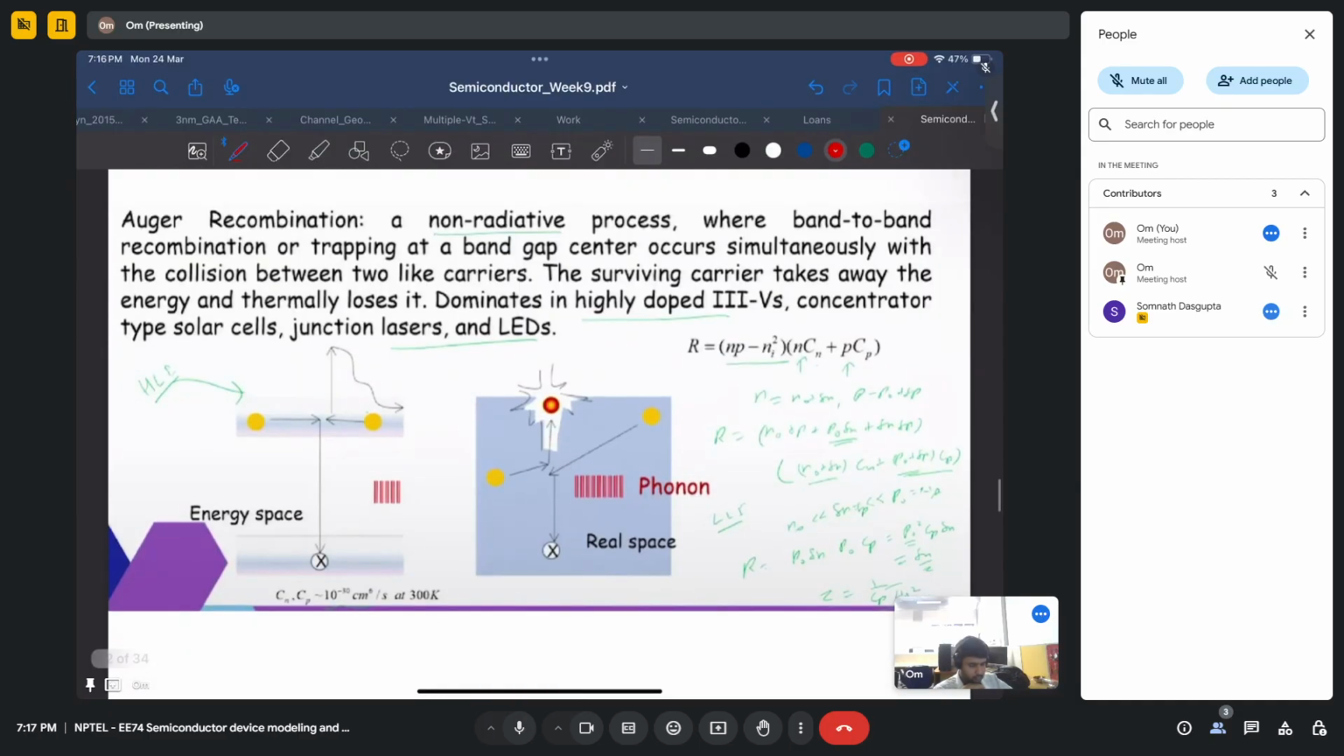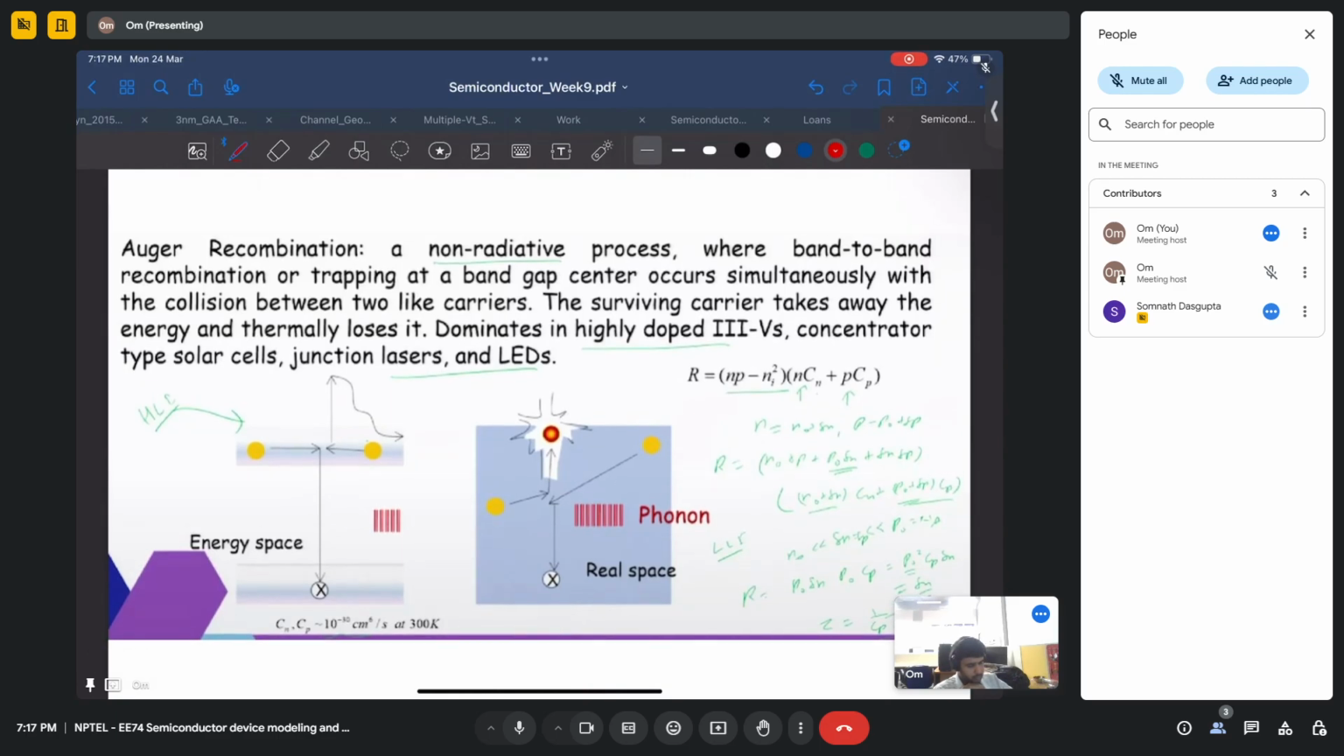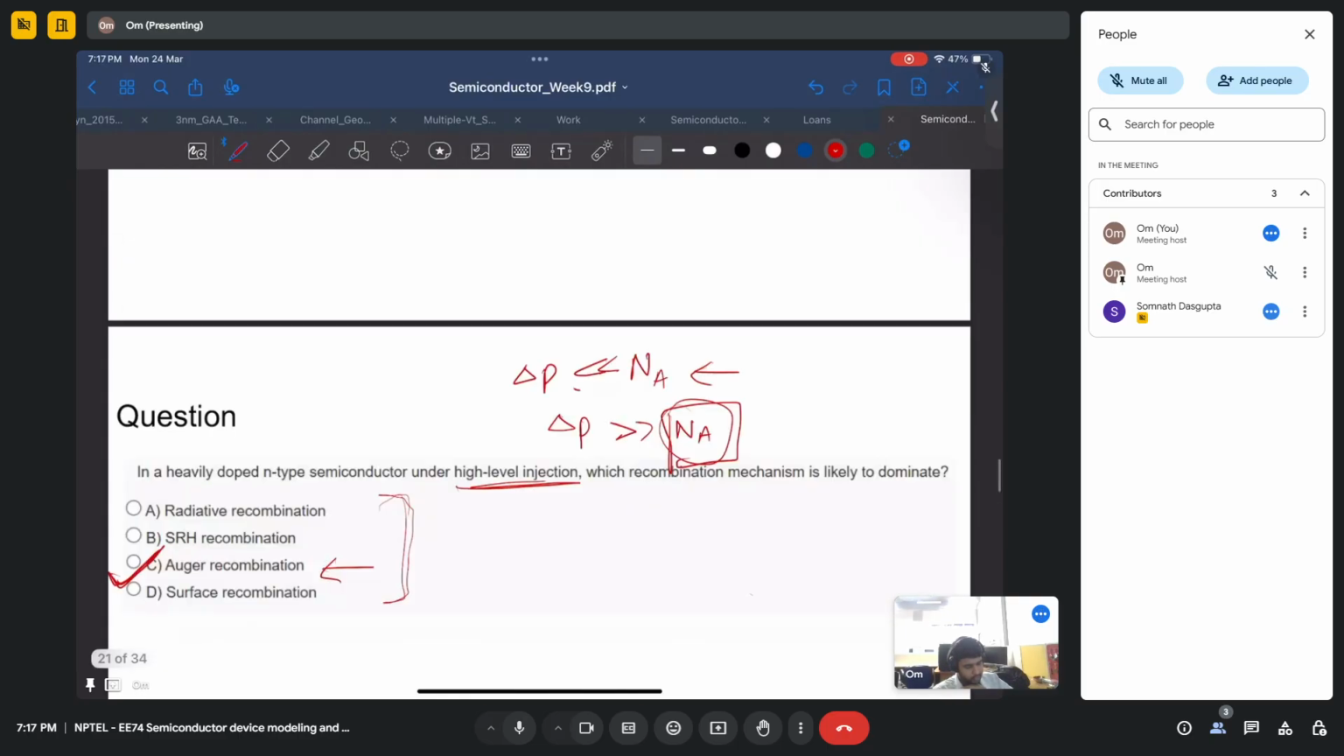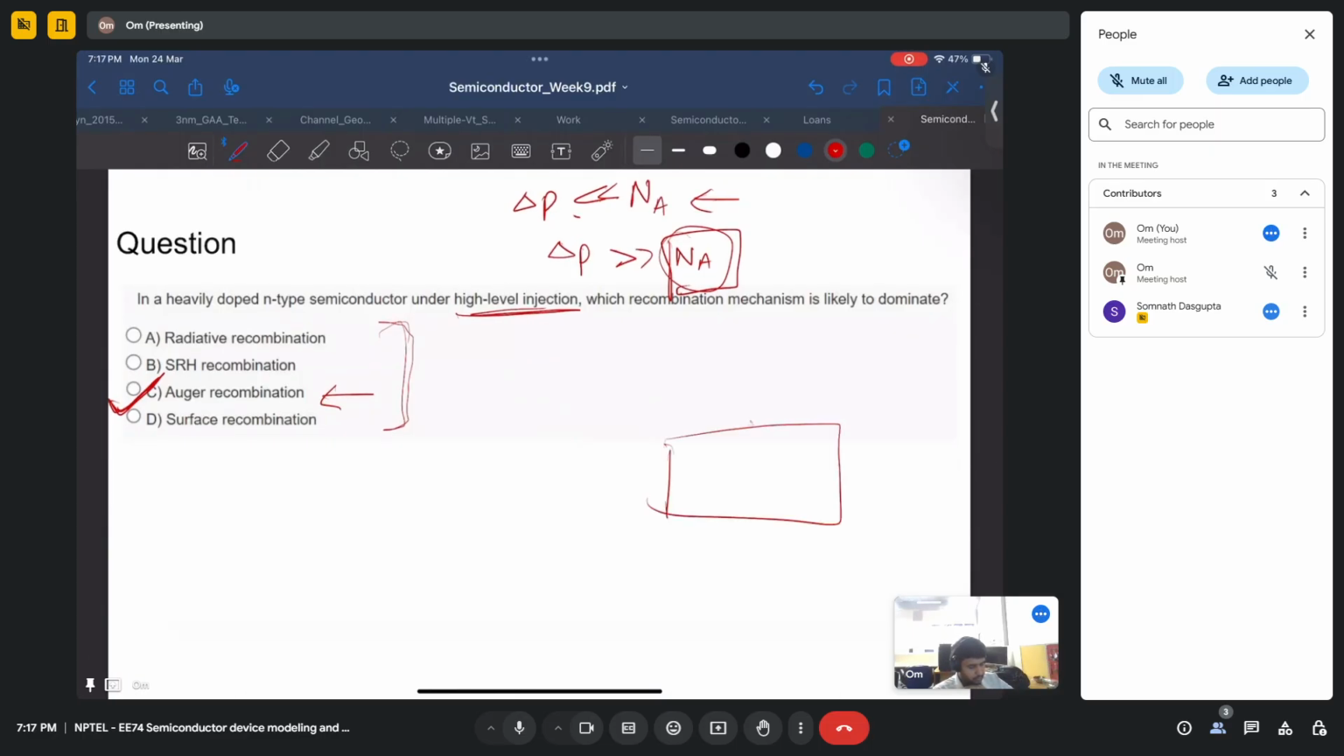As it says, there's collision between two like carriers. Now, basically, what does high level injection mean? When you have a lot of electrons, since there are a lot of electrons, they are more likely to collide with each other, to transfer their energy to each other, and at the same time recombine with the holes. So the three particle interactions would be more. Since there is high level injection, there are more such electrons, and the doping is also high. That means there are more holes present to recombine with them. Does it make sense?